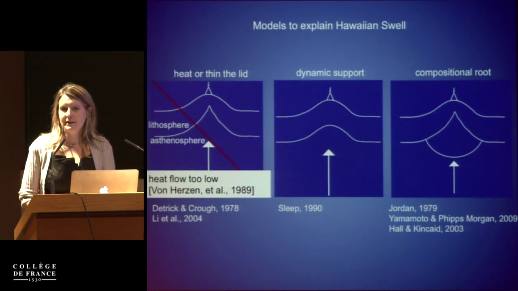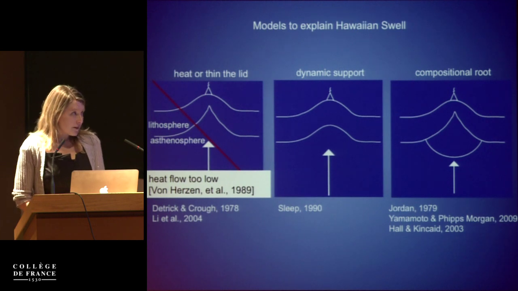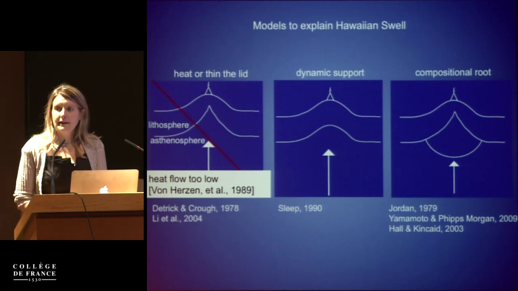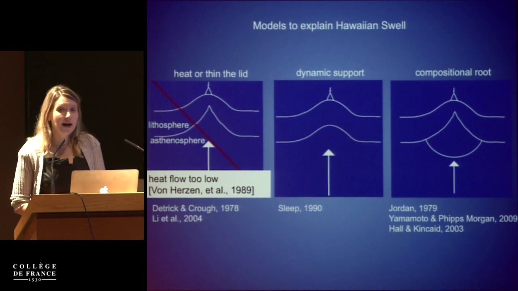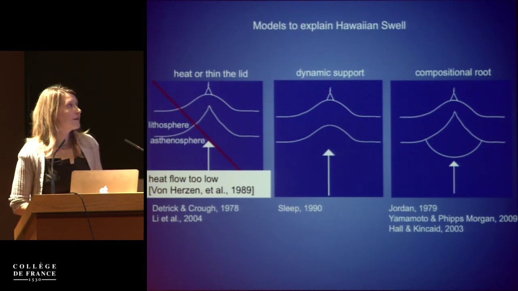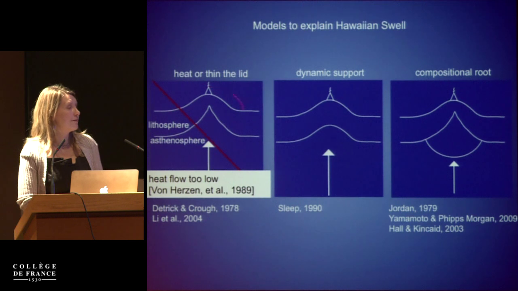And I'll just remind you that beneath Hawaii, the heat flow measurements are quite low, and they suggest that the plate is not purely thermally defined. Otherwise, you'd see a much greater heat flow anomaly.